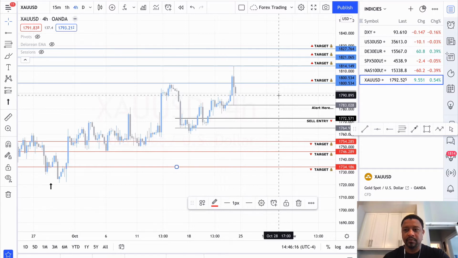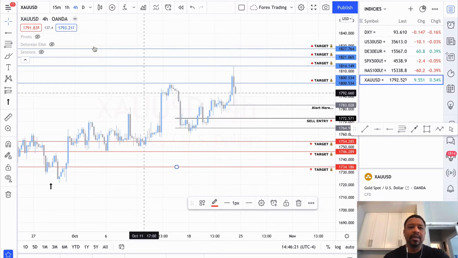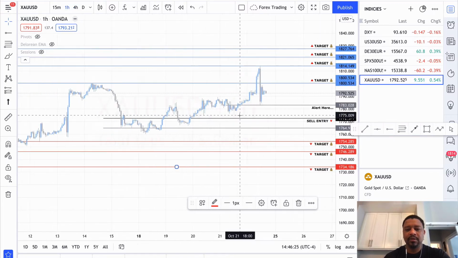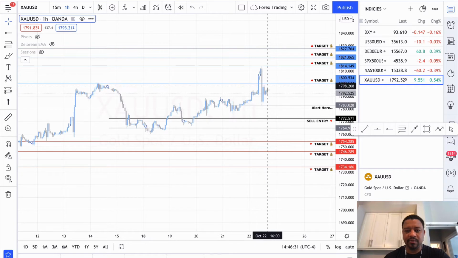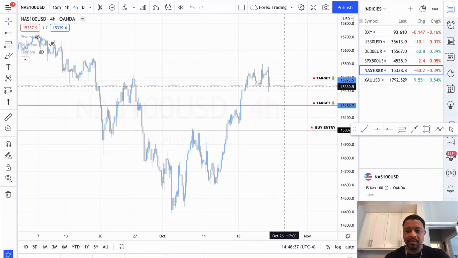All right, let's go. I like to do gold on the 4 hour. 1 hour and below is too much intermediate activity going on. So let's look at NAS. NAS hit my targets as well.